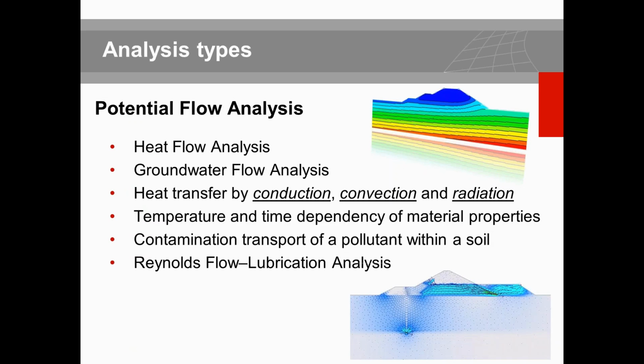We have a concept of potential flow analysis in DIANA, and this potential flow could be assigned to heat or to groundwater flow. If you're dealing with heat flow, then we are talking about conduction, convection, and radiation. At the material level, we have time and temperature dependency, and also contamination transport, another feature that can be considered. This contamination transport is 2D, and you can trace and track the particles in your medium.